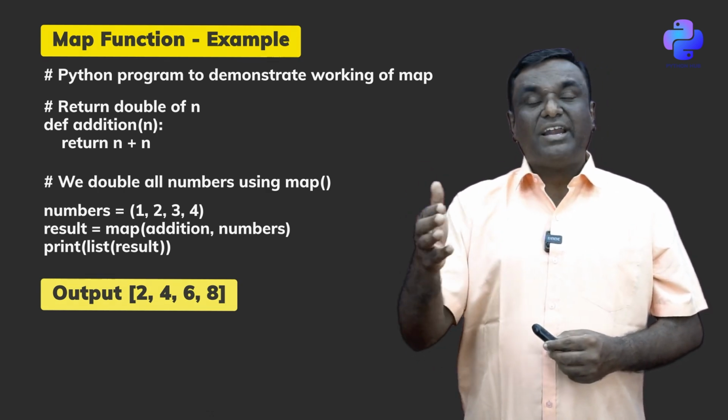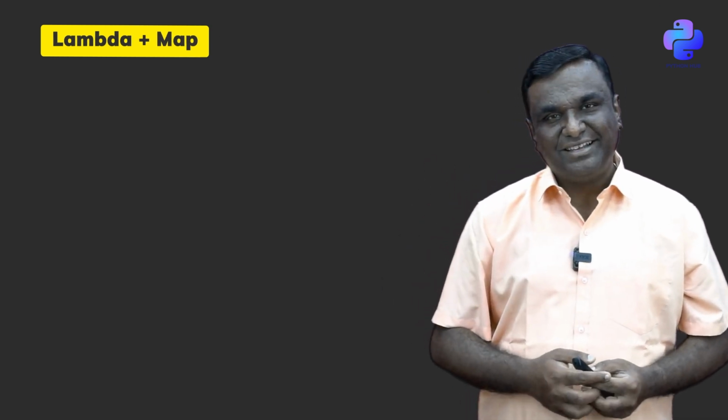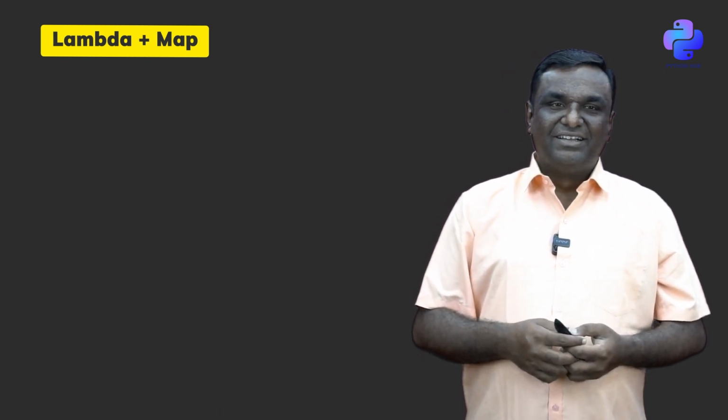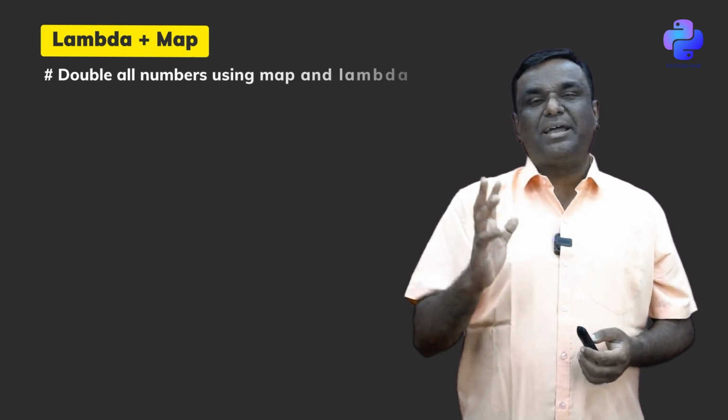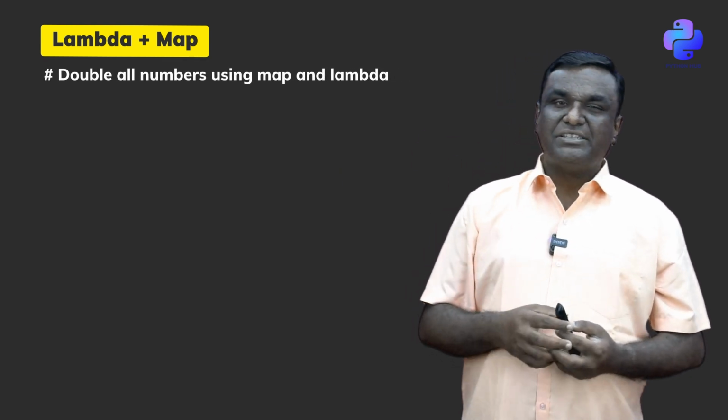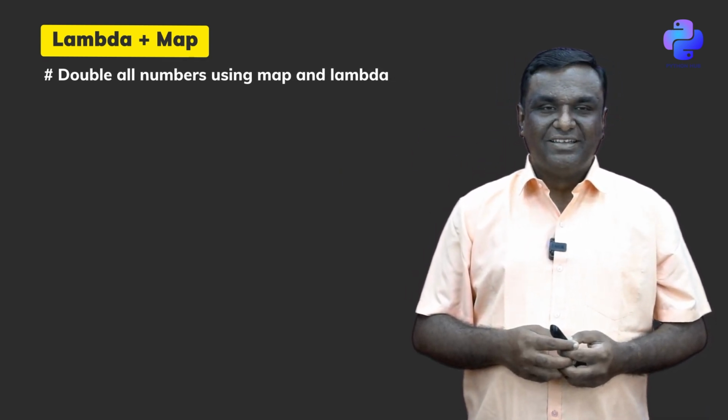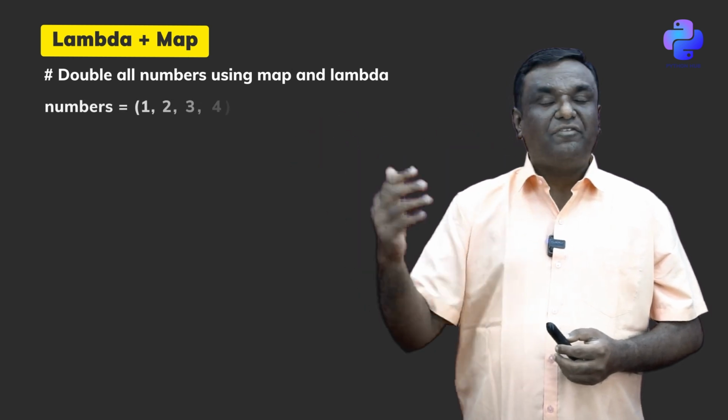Now let me move on and explain this with some more examples. We discussed anonymous functions, lambda, earlier. Can I use lambda in this context along with map? How will it work? Check this out. Again, the same point, double all the numbers using map and lambda. I am writing a simple piece of code for this. Numbers 1, 2, 3, 4 I have written.